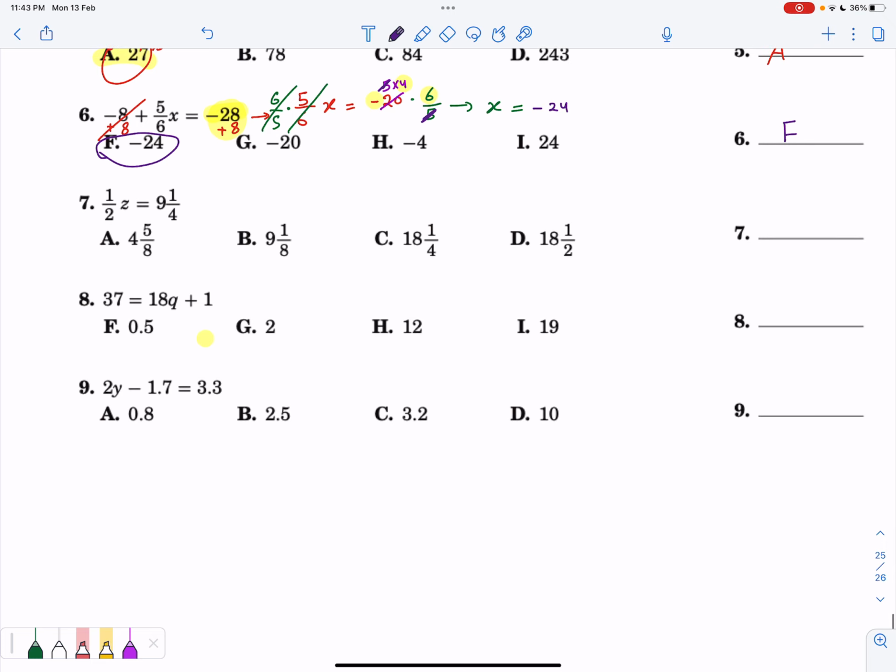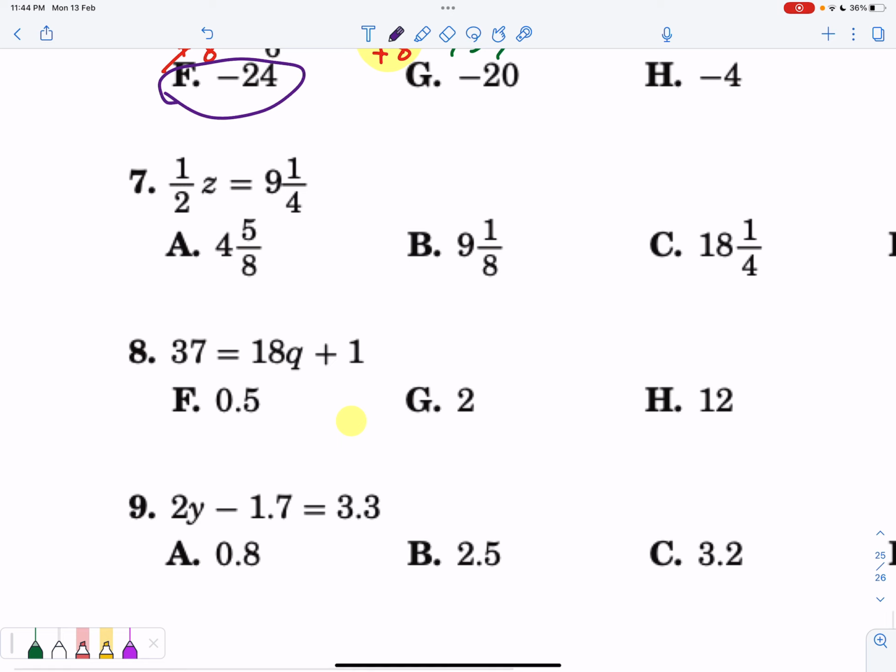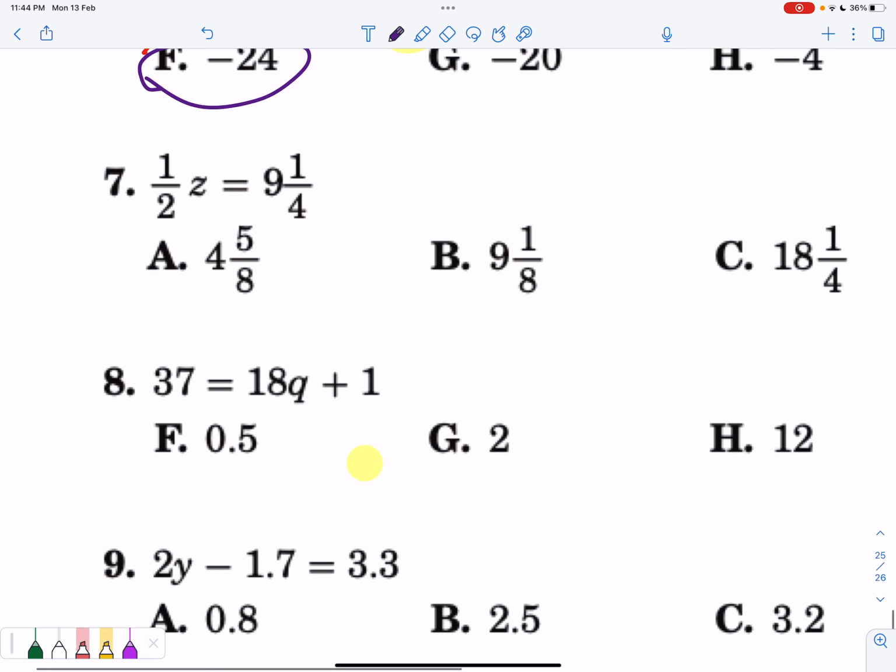So let's do that. I will start first and convert that. 9 times 4 equals 36. 36 plus 1 equals 37 over 4. Okay? So that is equal to 1 over 2z. Now let's solve this equation.